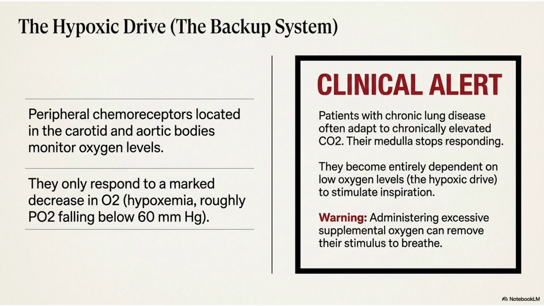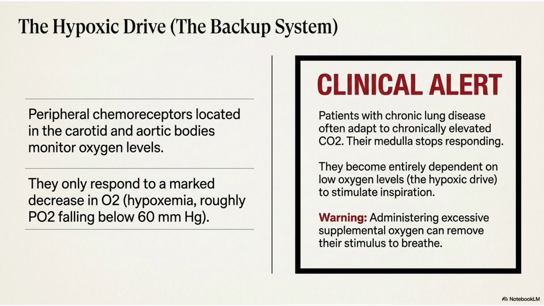There's a backup system called the hypoxic drive. Peripheral chemoreceptors monitor, and these are in your peripheries, right? The one we talked about before is your central receptor in your medulla. These are in your peripheral areas, you have chemoreceptors that monitor oxygen levels and only respond to a marked decrease in O2, called hypoxemia.